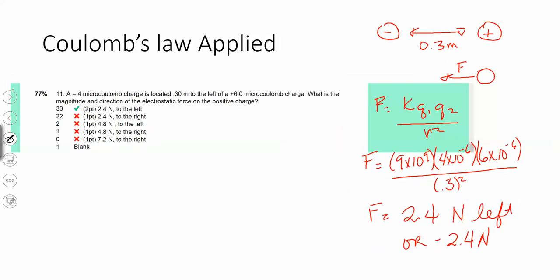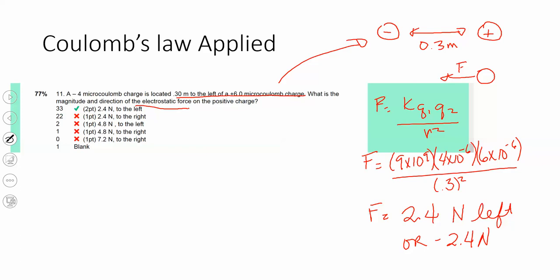All right, a 4 microcoulomb charge is located 0.3 meters to the left of a 6 microcoulomb charge. And so when I see that, the first thing I do is draw my situation. You have the negative charge on the left, the positive charge on the right. It says, what's the magnitude and direction of the electrostatic force on the positive charge? And so this is just another example of Coulomb's law.